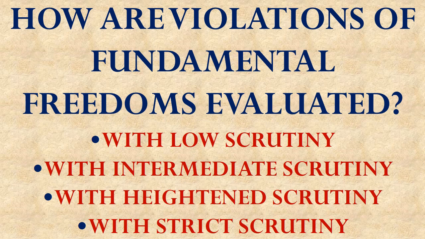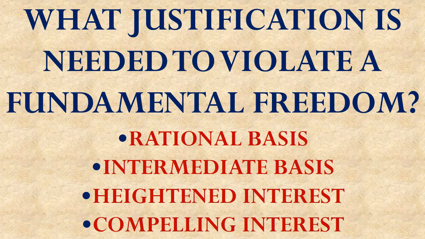How are violations of fundamental freedoms evaluated? With low scrutiny, with intermediate scrutiny, with heightened scrutiny, or with strict scrutiny? With strict scrutiny. They're going to carefully look at the situation. What justification is needed to violate a fundamental freedom? Is it rational basis, intermediate basis, heightened interest, or compelling interest? To violate a fundamental freedom, the government's going to need a compelling interest.